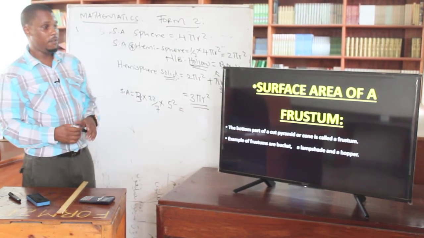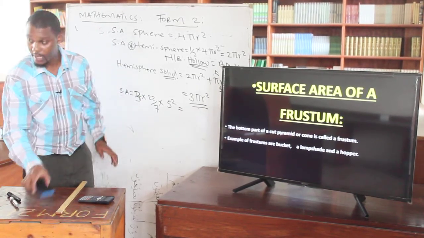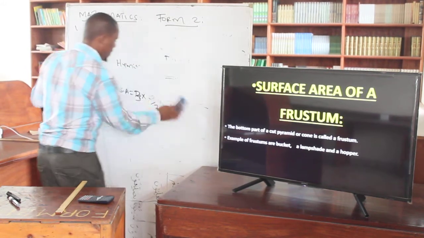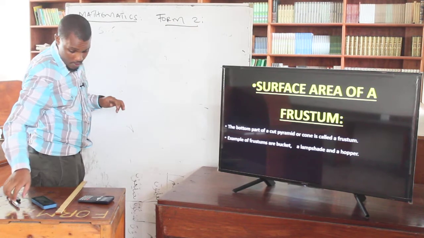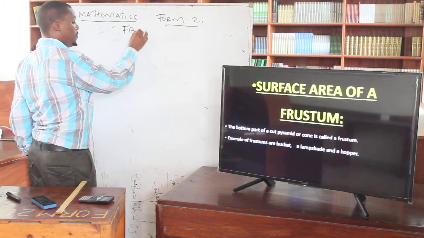So in the next part of our lesson, we're going to focus on something known as the surface area of the frustum. So how do you get the frustum? You're now through with the sphere, so you're now at the objective of today's lesson, and we are focusing on the concept of the frustum.